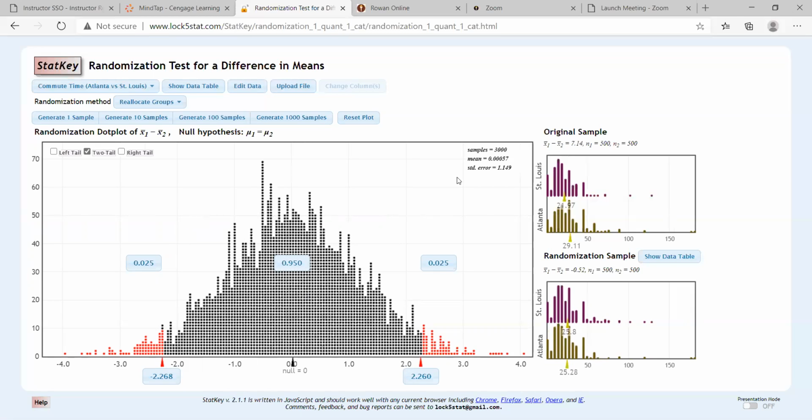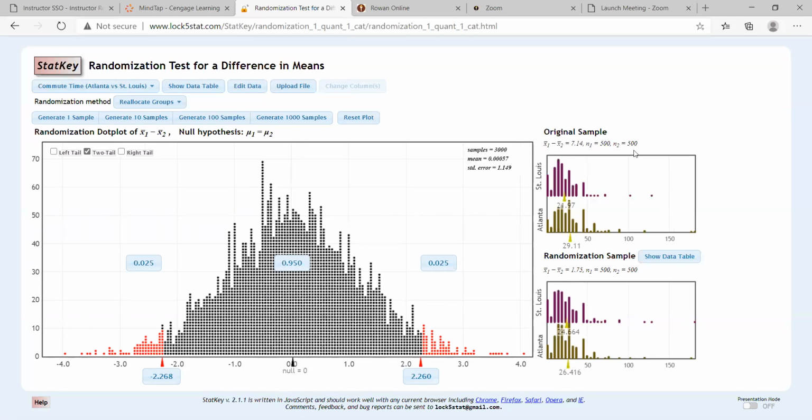Now, if we go back to the original sample, the difference in the commute times for the original sample is that Atlanta has 7.14 minutes more on average than St. Louis. In the middle here, the null is 0. Why is it 0? Because if mu1 is equal to mu2, and we subtract mu2 from both sides, mu1 minus mu2 is equal to 0. So what they're plotting here is the difference mu1 minus mu2. That's our null. There's no difference between the two.